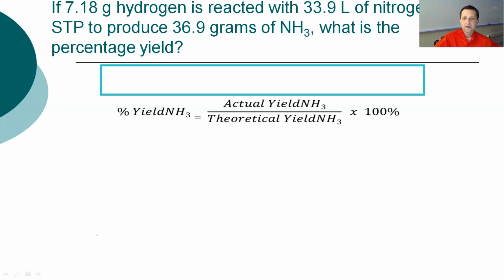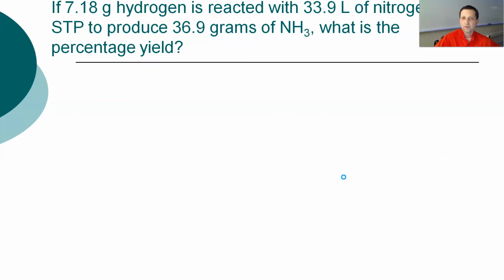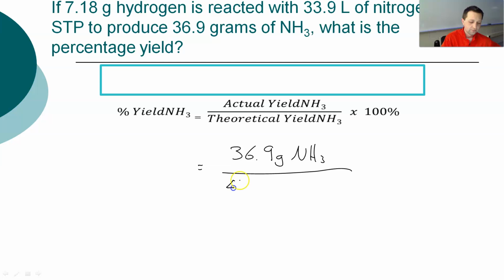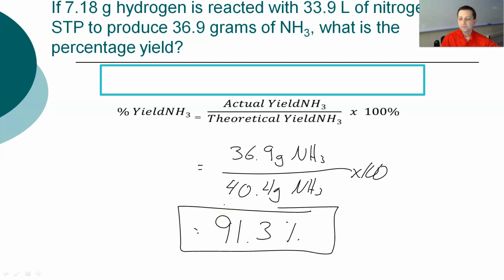So I go ahead and I want to plug everything in. So I have my percent yield of NH3 formula. I'm going to have my actual yield of NH3, which I said from the problem is 36.9 grams. My theoretical yield is what I had on the previous slide. I said my theoretical yield will be 40.4 grams of NH3, multiplied by 100, and I get a percent yield here of pretty good. It is going to be 91.3%. Okay, 91.3% yield for this experiment, which is pretty good.